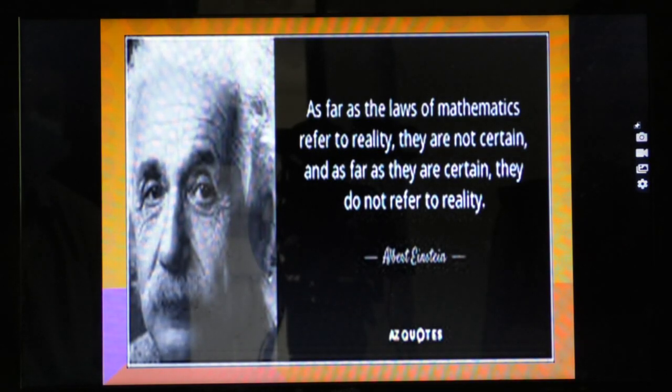As far as the laws of mathematics refer to reality, they are not certain, and as far as they are certain, they do not refer to reality.